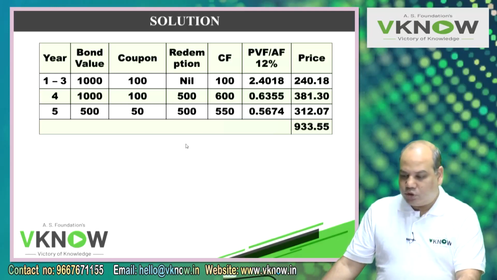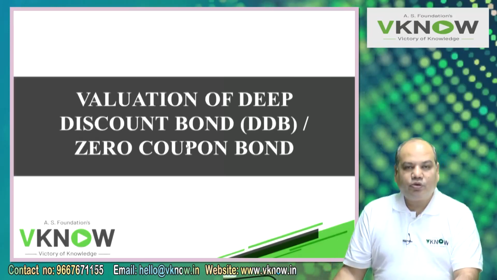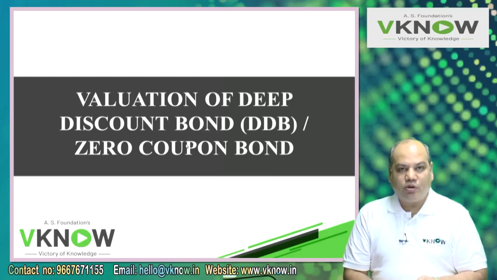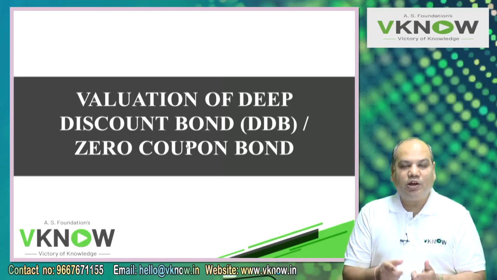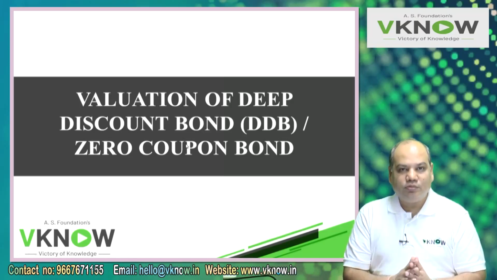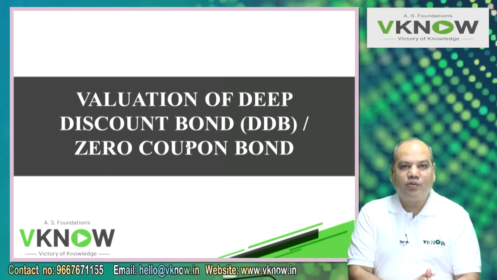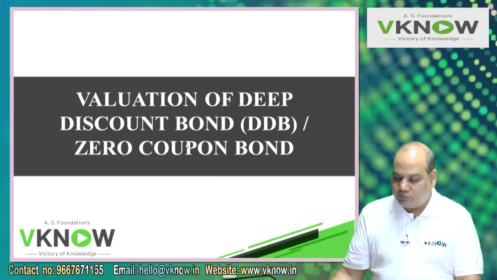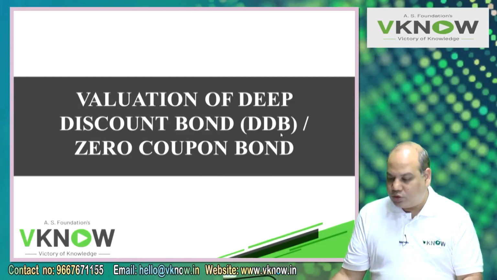So this was self-amortizing bond. Whatever we have covered, let us quickly revise. We have covered annual coupon paying bond, semi-annual coupon paying bond, perpetual bond, self-amortizing bond, and now we are going to cover another important type of bond called deep discount bond or zero coupon bond. In short we will call it DDB or ZCB, right?